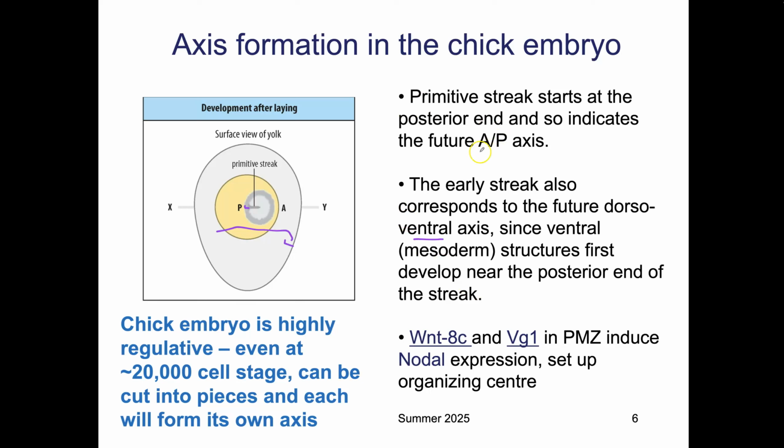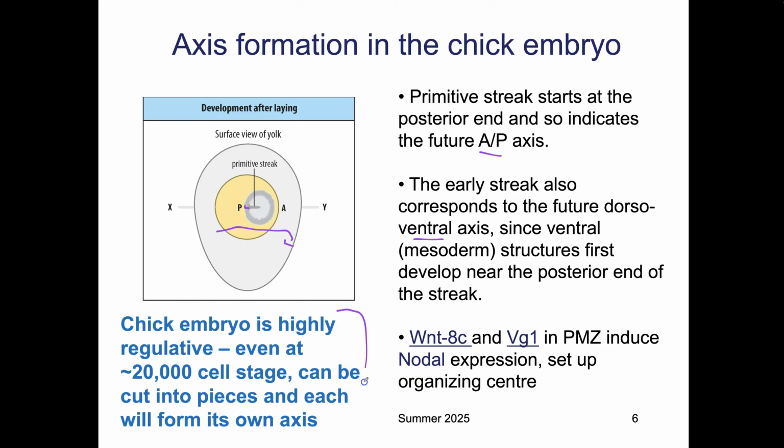But basically, both axes, dorsal-ventral and anterior-posterior, are set up by this interesting gravitational process, and Wnt8c, VG1, and nodal expression are part of the signals that set up the organizing center.